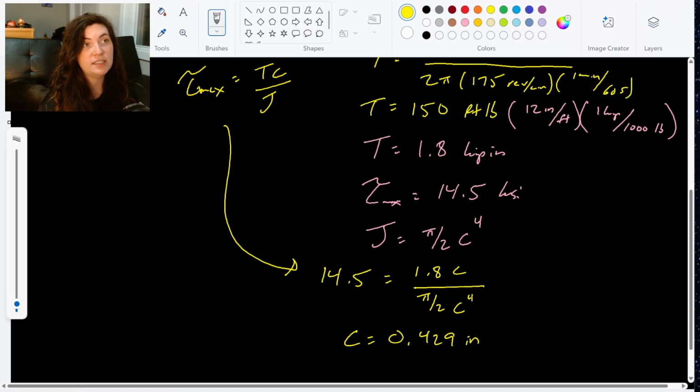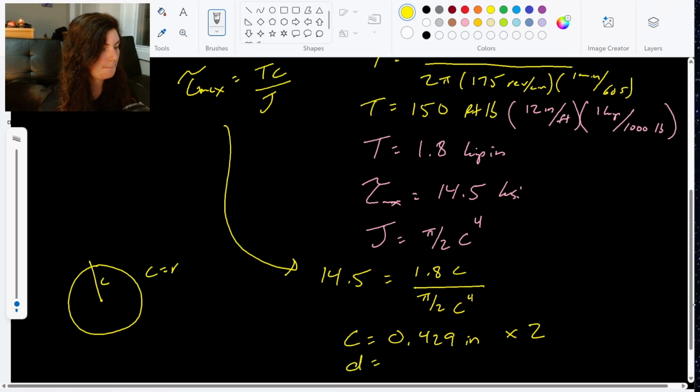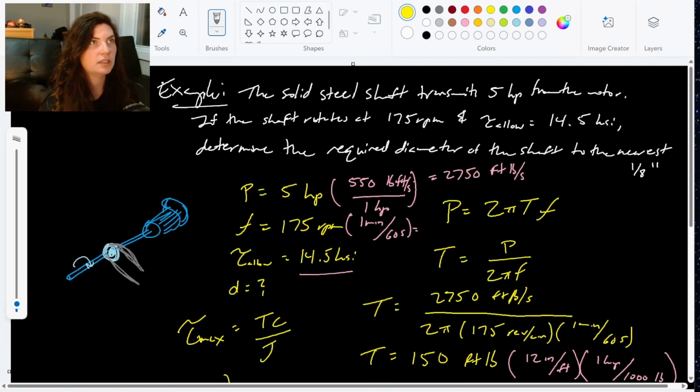But remember, this is actually not my diameter. I misspoke earlier. C is not my diameter. Right? C in my cross section, this is my C value. My C is my radius. So to get my diameter, I actually need to double this. My diameter is 0.858 inches. Is that it?